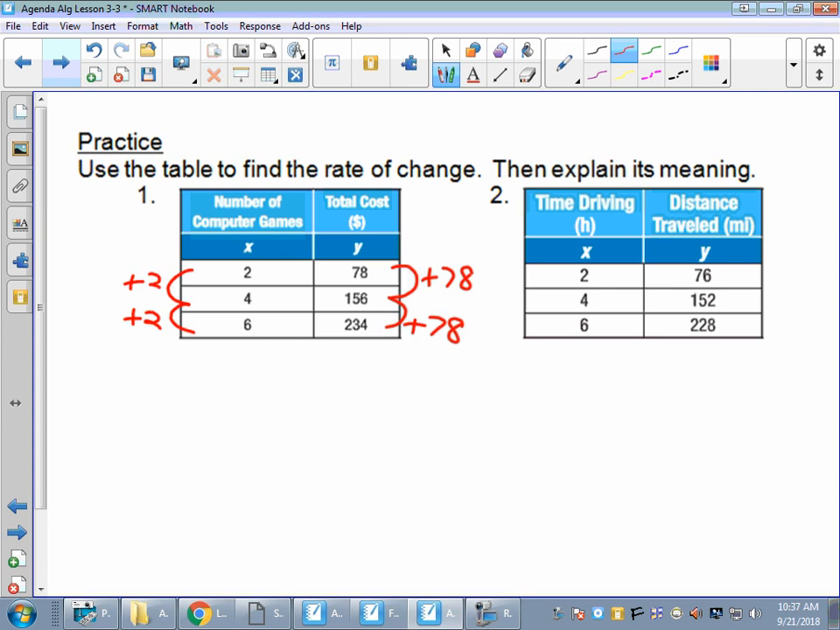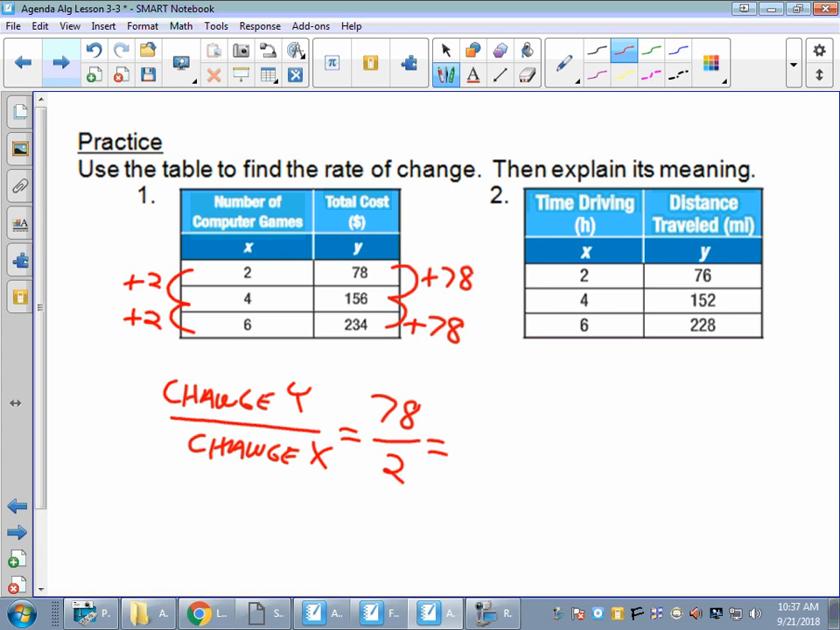So we look at our rate of change. It's a lot like those unit rate problems. We're looking at the change in y over the change in x. The change in y was a positive 78, and the change in x was a positive 2. So when we divide those, our constant rate of change was 39. Now, what does it mean? With the number of computer games and a total cost in dollars, for every computer game, the cost went up $39. So that was our explanation there.